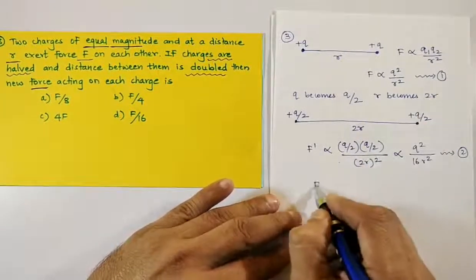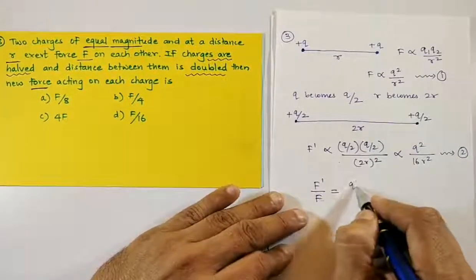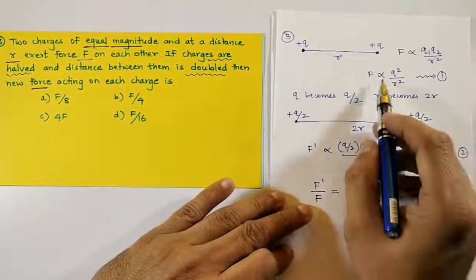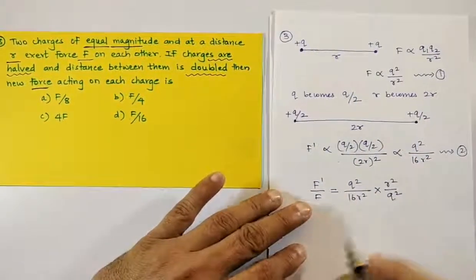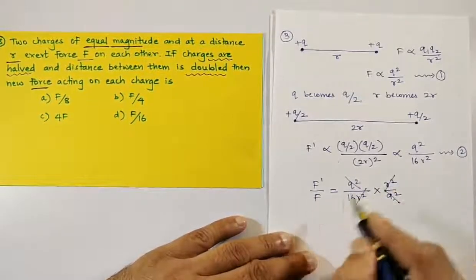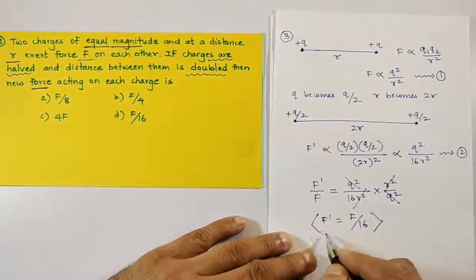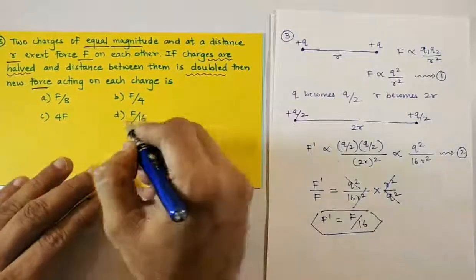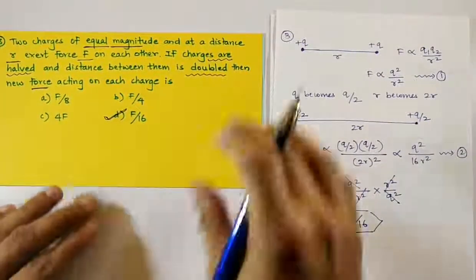Again from 1 and 2 I will divide. F dash by F is equal to Q square by 16 r square divided by F. So I will take the reciprocal and multiply r square by Q square. So q square gets cancelled, r square gets cancelled. If I cross multiply, F dash is equal to F by 16. F dash is equal to F by 16. So our answer is D. D is the answer. Clear, students?